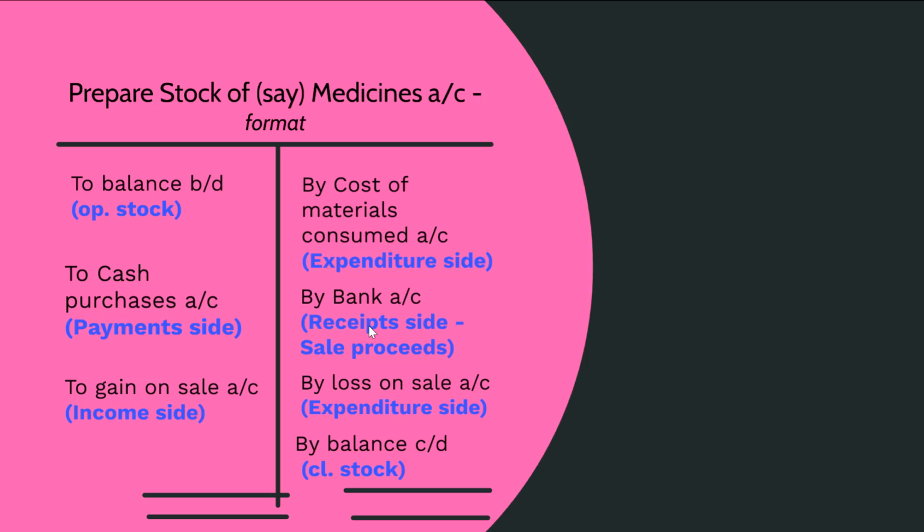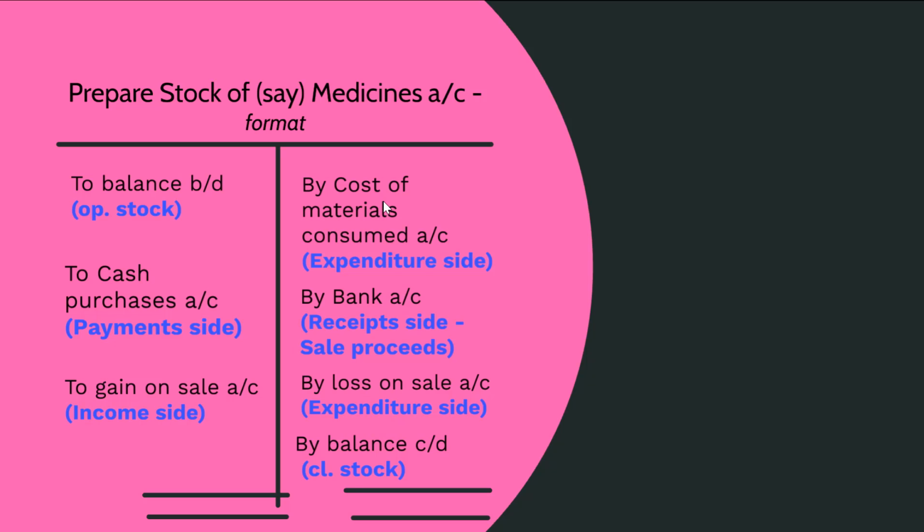When medicines are sold, there may be a gain on sale or a loss on sale. In case it's a gain on sale, then we need to take it to the income side of the income and expenditure account. And where it's a loss on sale, we need to take it to the expenditure side of the income and expenditure account.